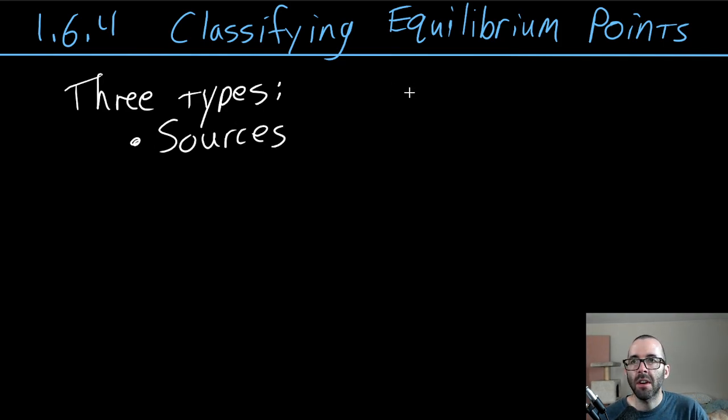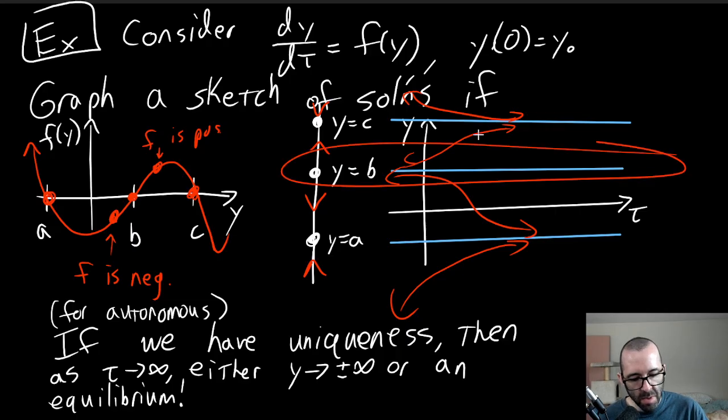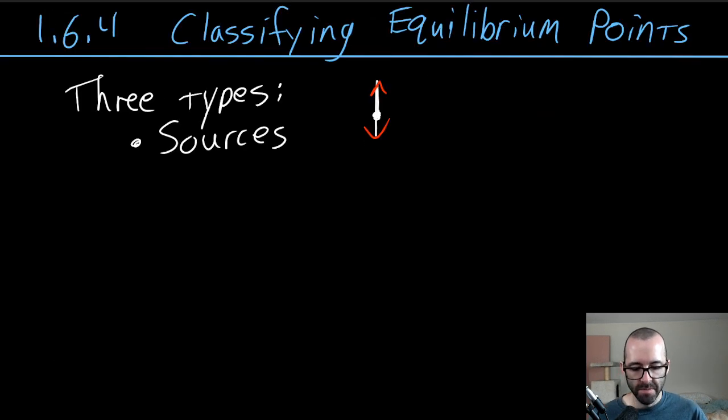Sources, think of a spring, right? A spring is a source for water. Water is flowing away from that source of the spring. Okay, so it looks like this, where it's going away from it. So an example of a source would be y equals b here. It is kind of flowing away from that source.